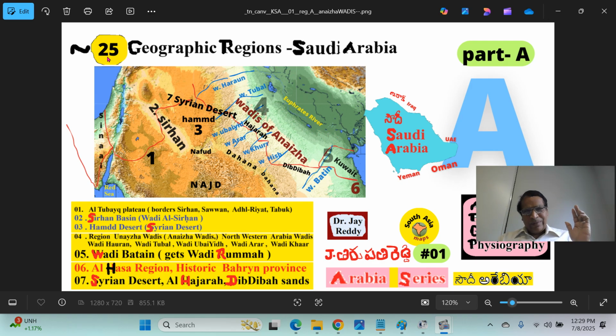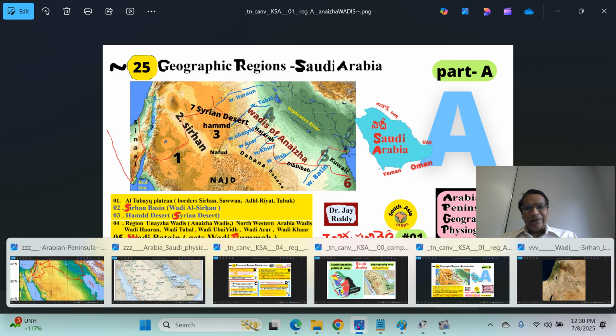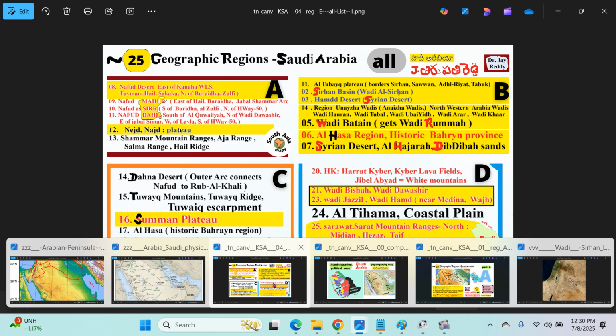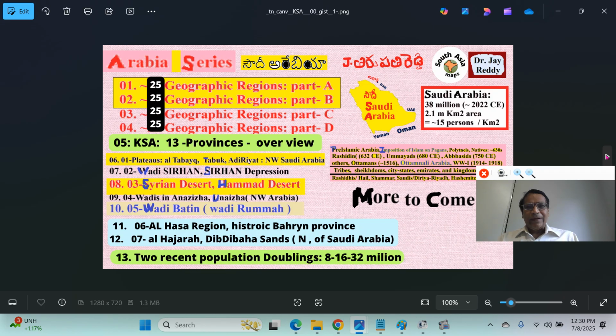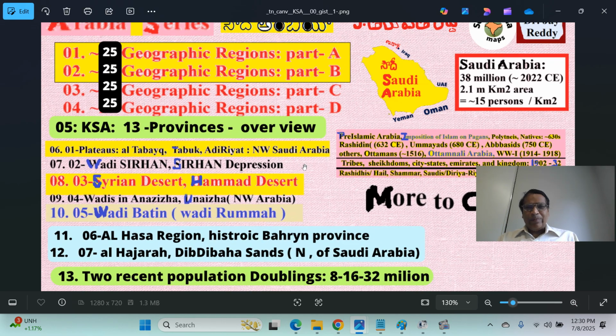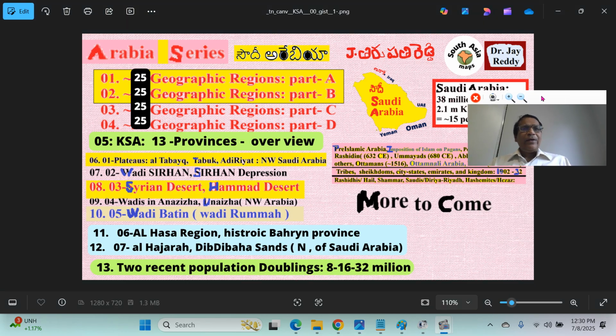I have identified roughly 25 or so geographic, physiographic regions, and in this presentation I will give you an overview of 7 of them. In the remaining presentations we will look at the remaining regions. Later I will take up each region extensively for you. So this is a broad presentation. Here, Arabia series, part 1 or A, 25 geographic regions.